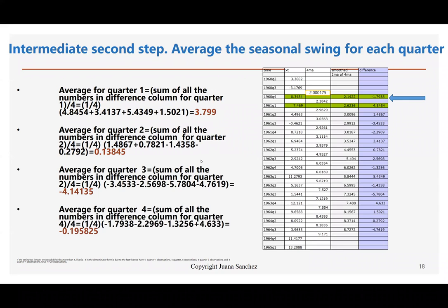So for quarter 4, for example, we took this difference: minus 1.7938, minus 2.2969, minus 1.3256, 4.63. We added them, divided by 4, and that gave us this number, minus 0.195825. All right, so we're almost done.